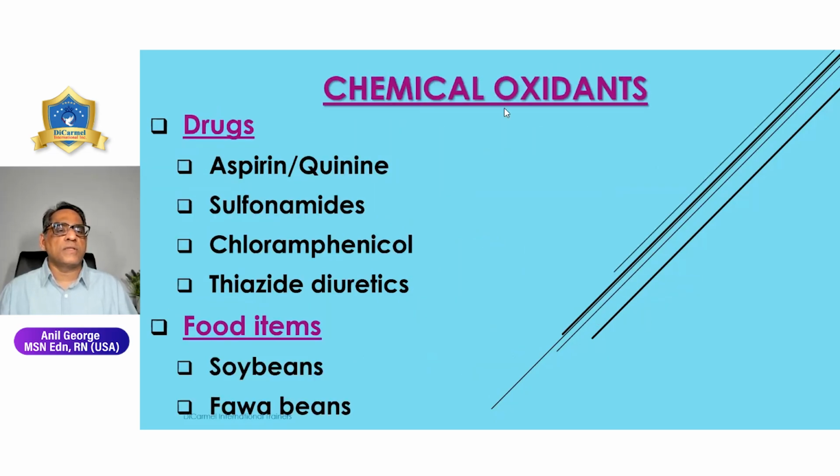You can see these are the drugs which include aspirin, quinine, sulfonamides, chloramphenicol, thiazide diuretics, maybe many more, but these are the classic ones you may see. And foods such as soybean, fava bean, etc. These all are drugs again which can break down the RBCs easily, resulting in hemolysis and anemia.